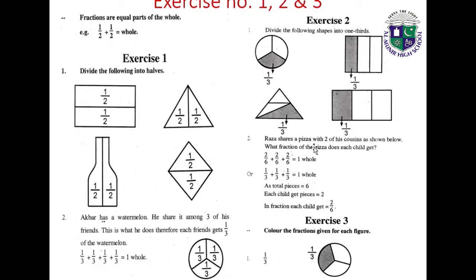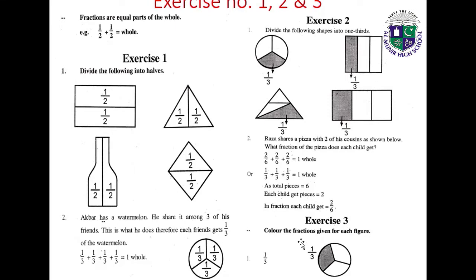Raza shares a pizza with 2 of his cousins as shown below. What fraction of the pizza does each child get? 2 over 6 plus 2 over 6 plus 2 over 6 equals 1 whole. 1 by 3 plus 1 by 3 plus 1 by 3 equals 1 whole. As the total pieces are 6, each child gets 2 pieces. In fraction, each child gets 2 over 6.